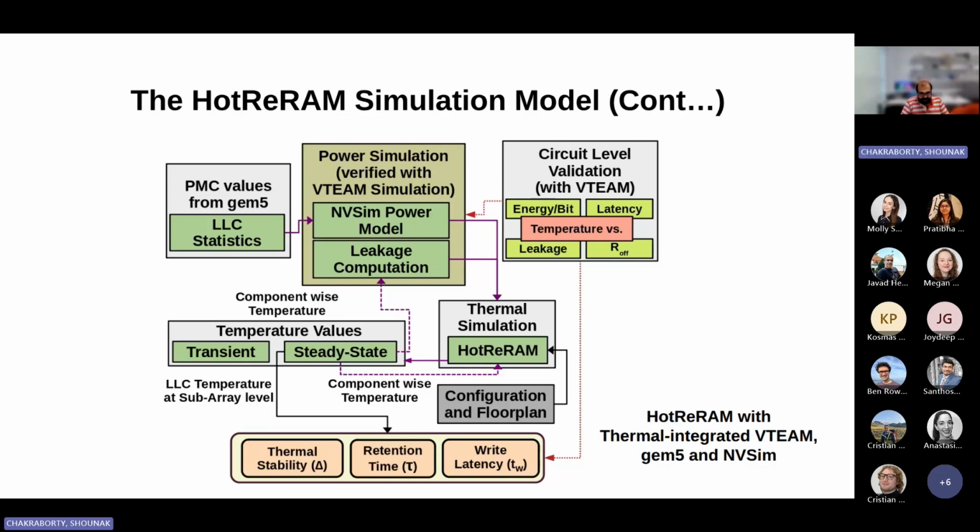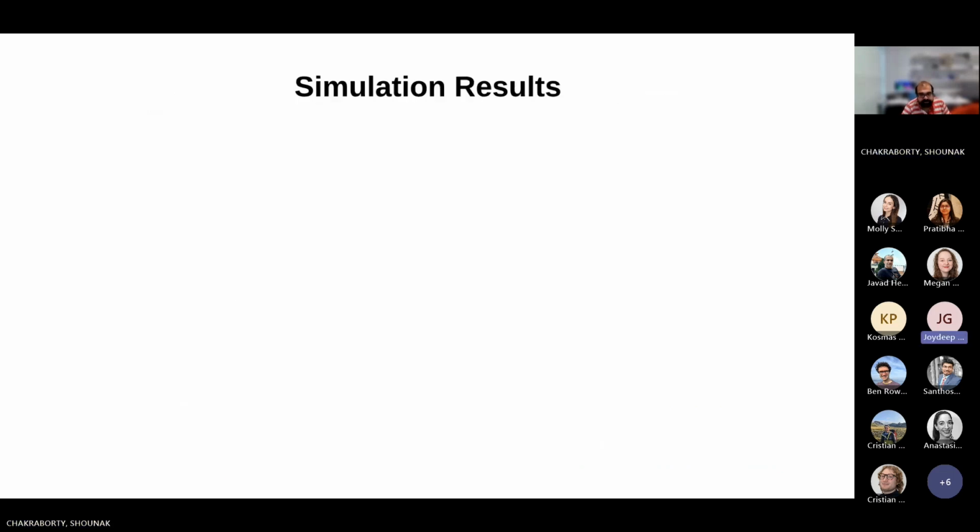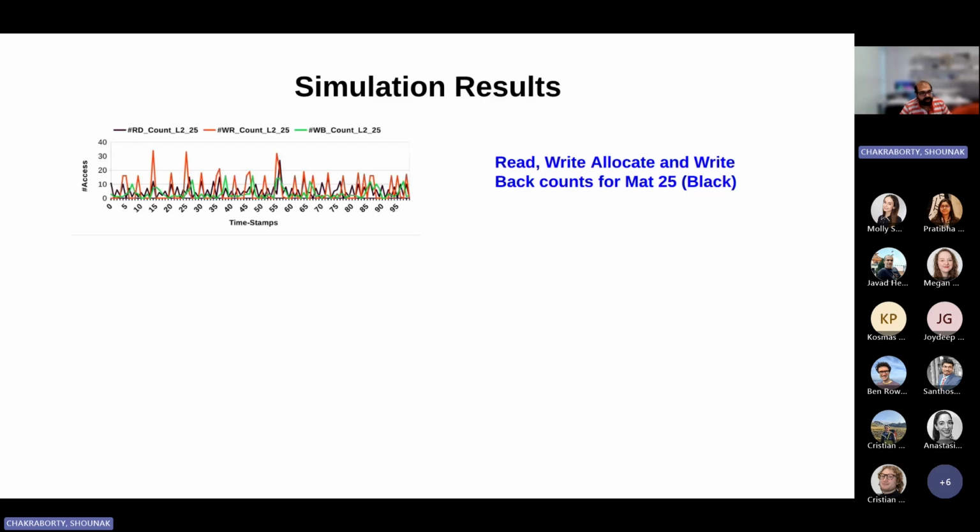And of course, its computational cost could be high, but we have done some optimization to reduce the runtime cost of the entire simulation. But yes, it's almost similar to the gem5 execution time at the moment. I can show you some sample simulation results.